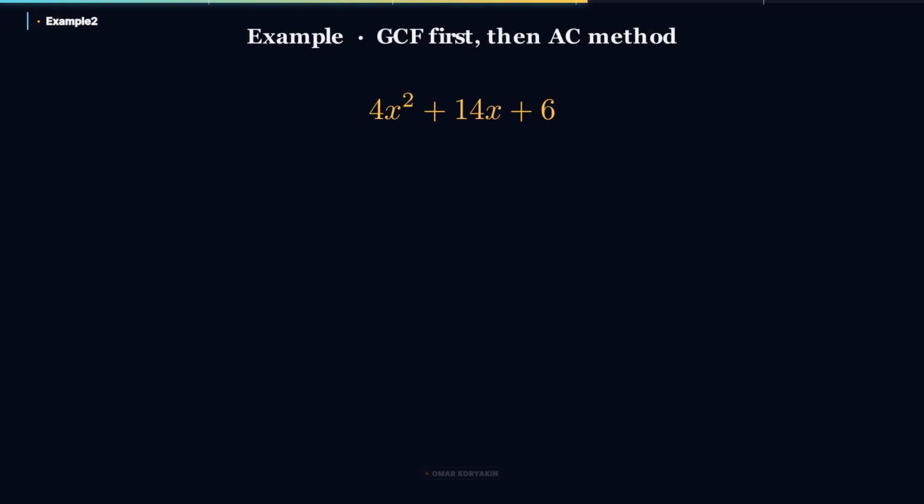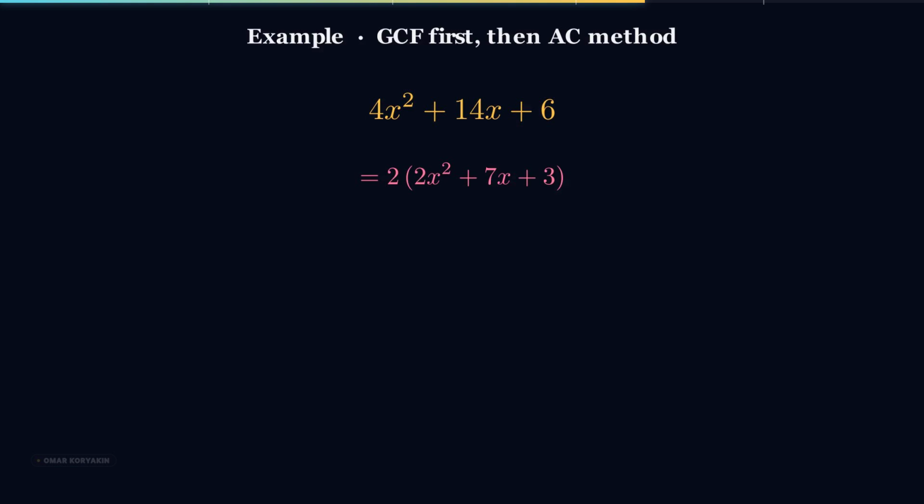Factor 4x squared plus 14x plus 6. Before reaching for the AC method, check for a GCF. All three coefficients share a factor of 2, so pull that 2 out first. The trinomial becomes 2 times the quantity 2x squared plus 7x plus 3. Now apply the AC method to the simpler trinomial inside the parentheses.